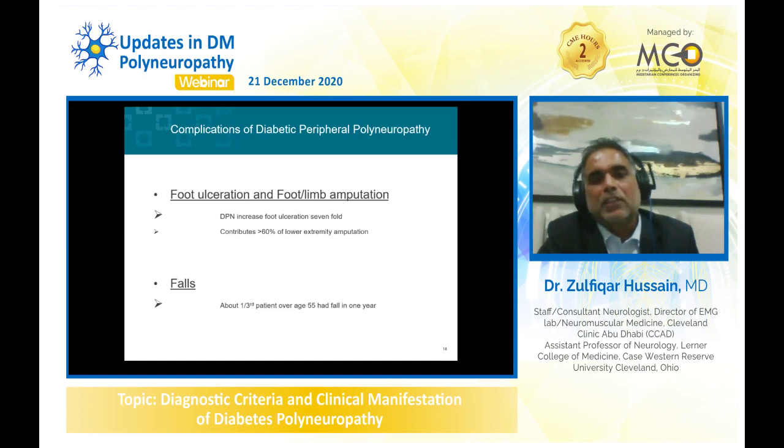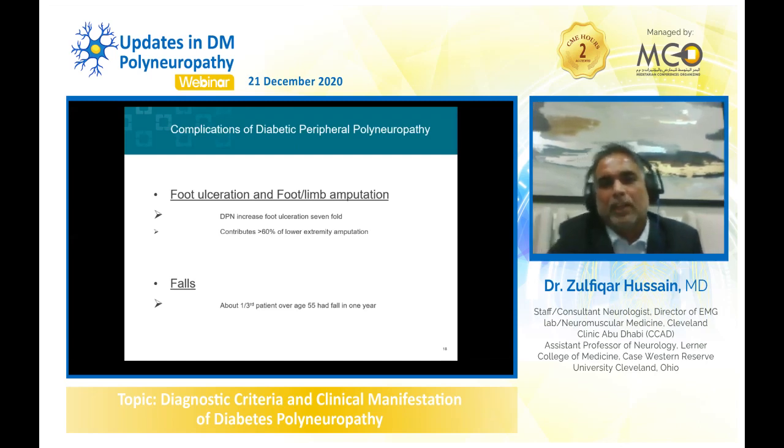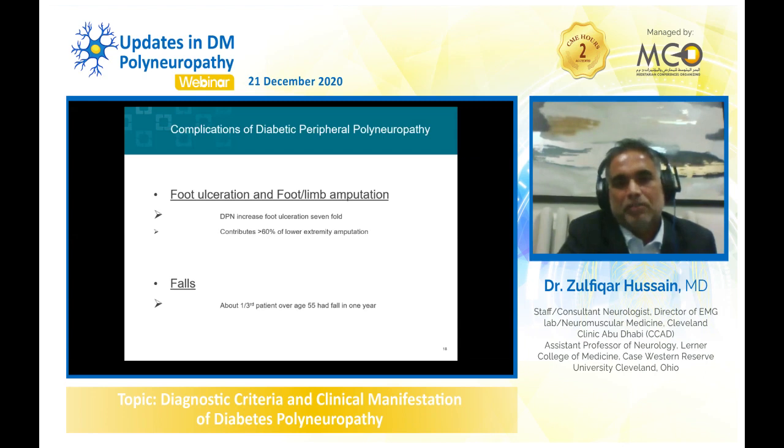The other common complication: it shows that about one-third of patients over the age of 55 with diabetic polyneuropathy had a fall in the last year or so.